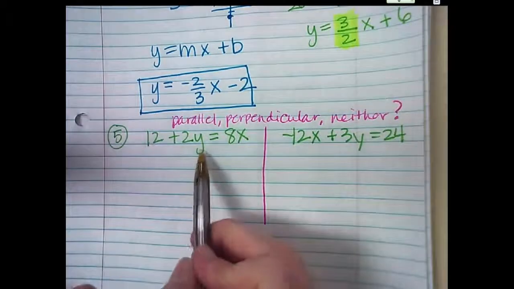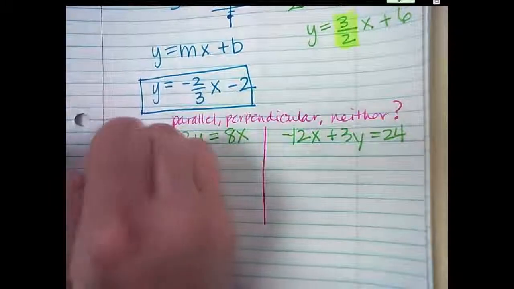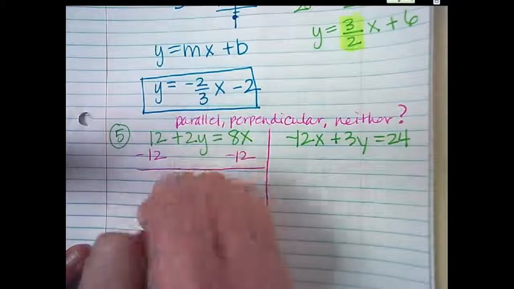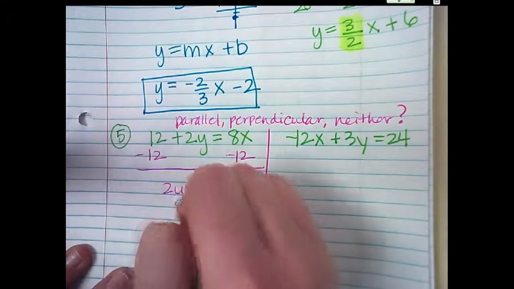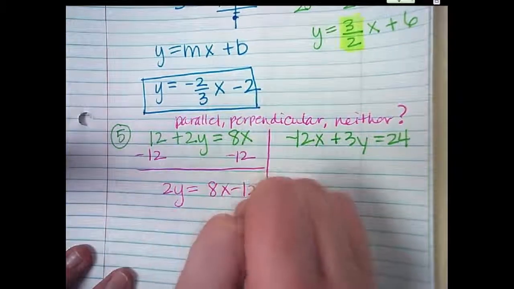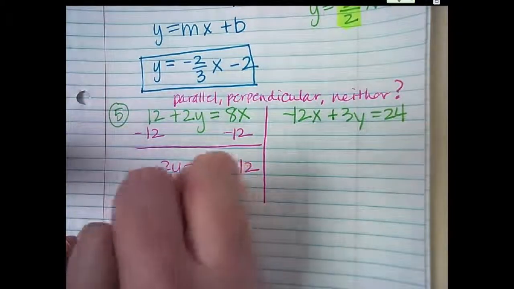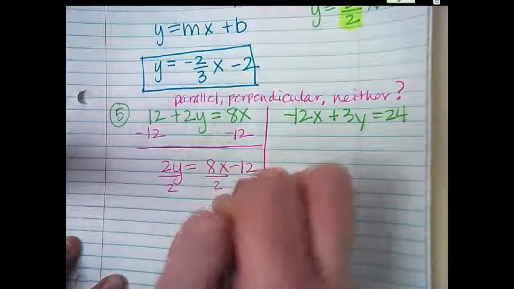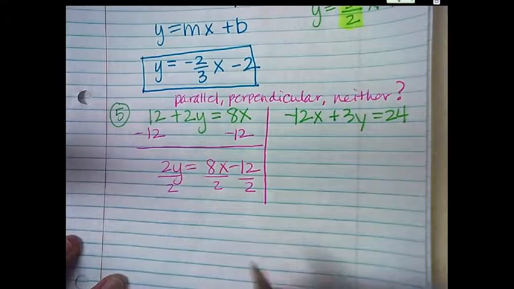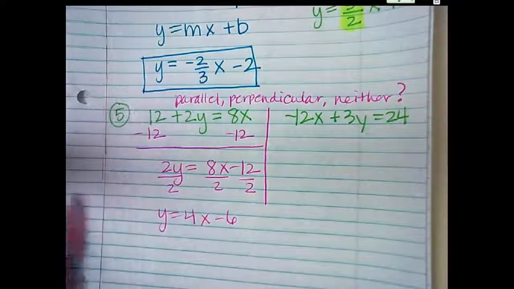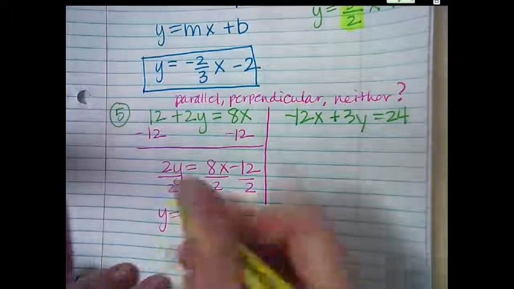So again, solve for y. This is why we did that at the beginning of class, to practice that. So minus 12. 2y equals 8x minus 12. Then what? Divide by 2. So everything gets divided by 2. Y equals 4x minus 6. What's the slope? 4.